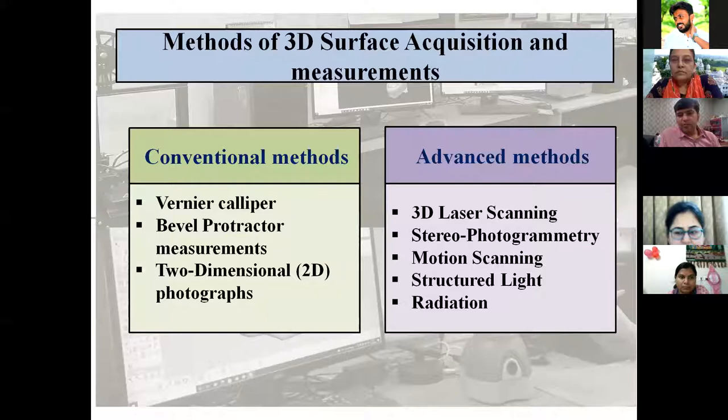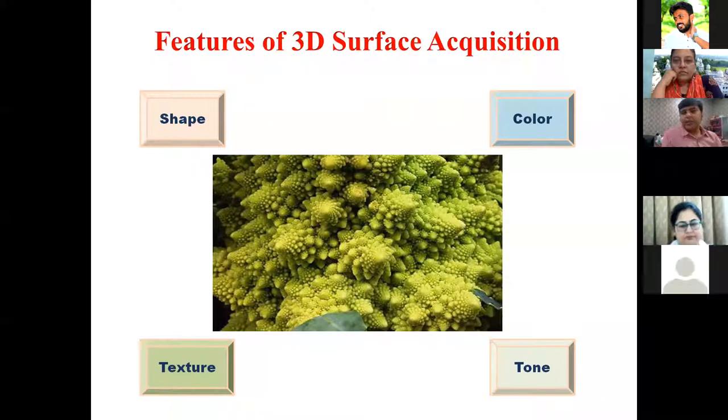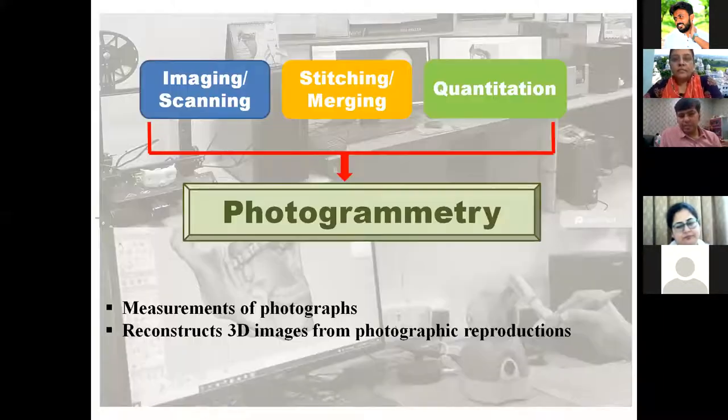technologies. Now, what we want to acquire in 3D surface acquisition is the shape, the proper anatomy of the object which is of interest to us, then the color, the texture, and the tone. These are four important aspects which we want to acquire using surface acquisition.